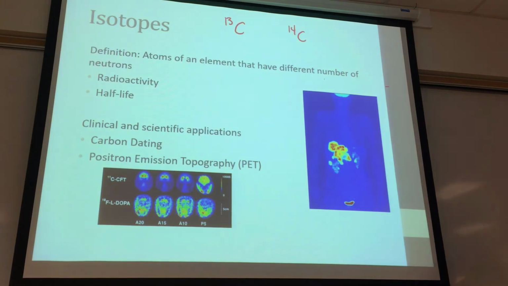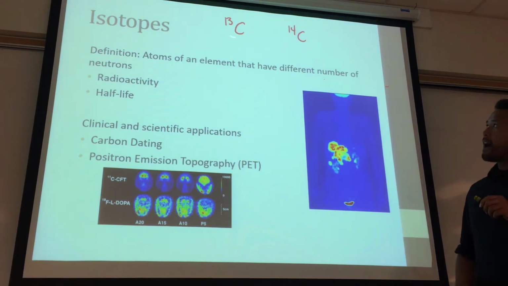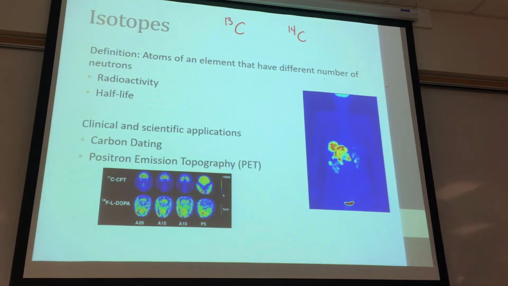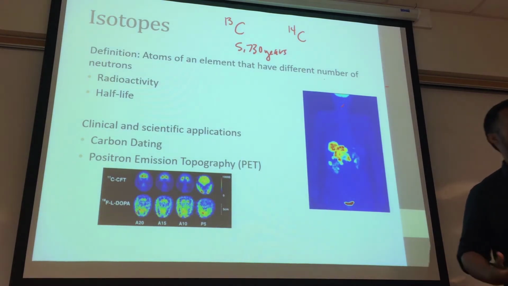Okay? So how long does it take, if I were to take a pound of 13C, to turn into half that amount? And again, you don't really need to know this, it takes 5,730 years to turn into half of what its original amount is.